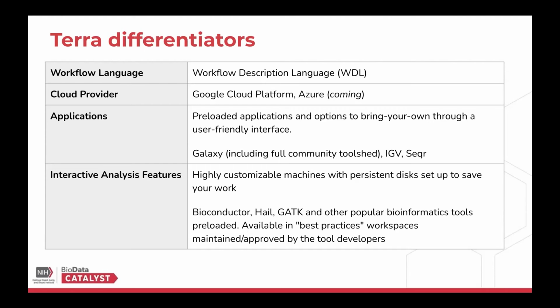In terms of interactive analysis features, you can customize your machine's specifications like CPUs, GPUs, memory, and make use of persistent disks to back up any files or packages you imported to use again next time you spin up a quick environment. We also provide Terra-maintained Hail, Bioconductor, and GATK application configurations to support popular use of these toolkits within the interactive analysis feature.